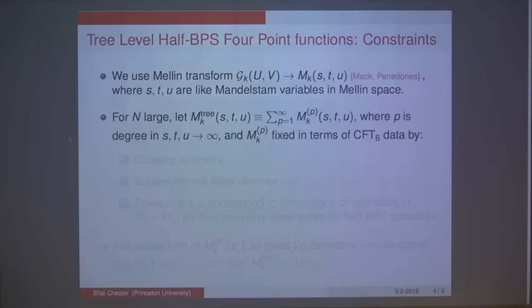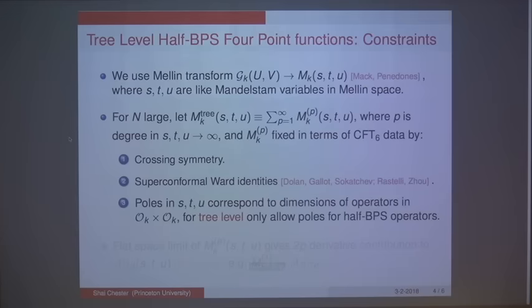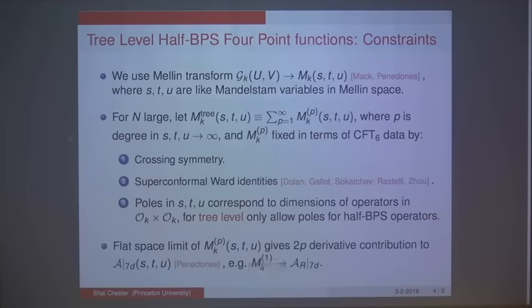Then we can actually fix these M_{k,p} using three principles: crossing symmetry, the superconformal Ward identity, and lastly, the fact that poles in terms of these s, t and u variables correspond to dimensions of operators in the OPE we're interested in. In particular, if we want to focus on tree level, so ignoring loops, then we only allow poles for half-BPS operators. Finally, after deriving what these M_{k,p} are, we can take the flat space limit, and that tells us that a Mellin amplitude of degree p contributes a term with 2p derivatives in the flat space S-matrix.